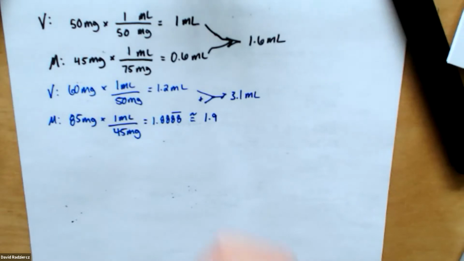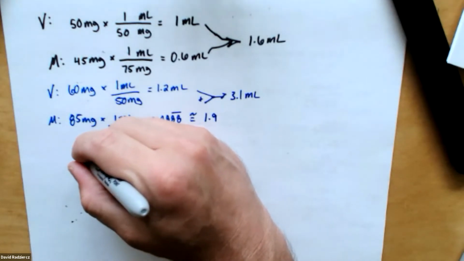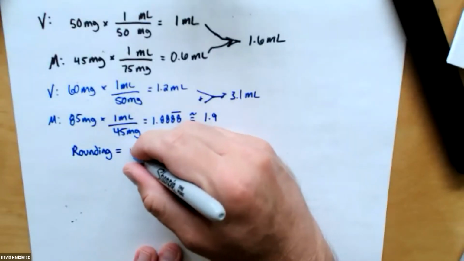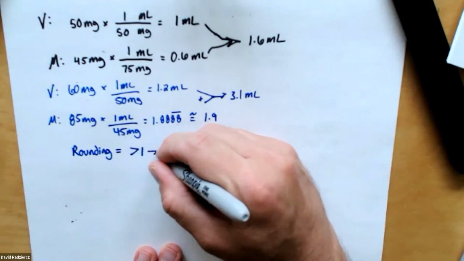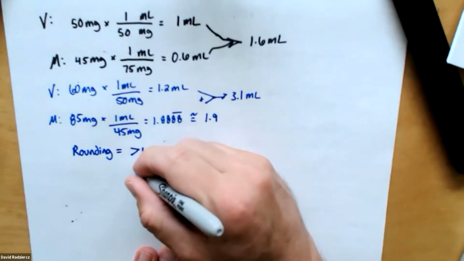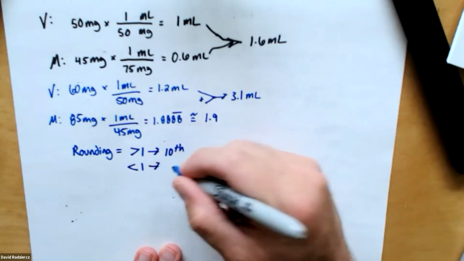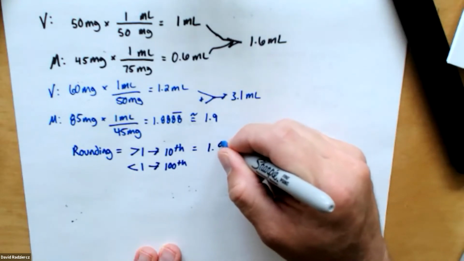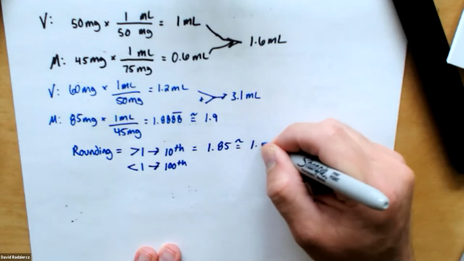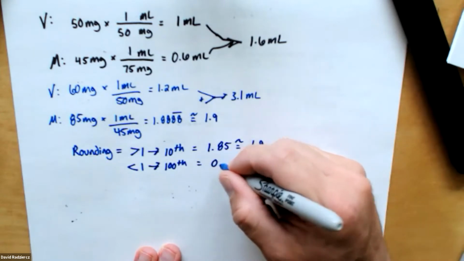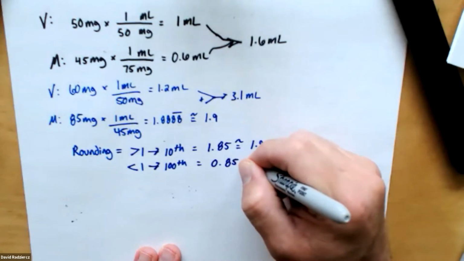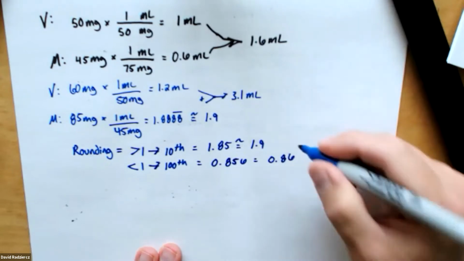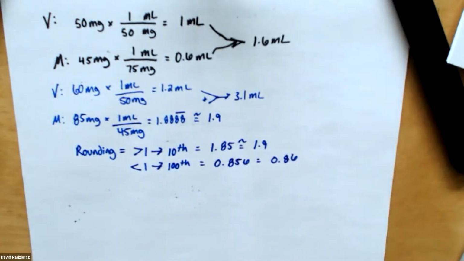Yeah, so anytime you're rounding, if the number is greater than 1, you're going to round to the tenth place. If the number is less than 1, you're going to round to the hundredth place. So as an example, if you had 1.85, you would round that to 1.9. And then for here, if you have an answer 0.856, you would round that to 0.86. Okay, and then whatever it happens to be, if it's milliliters.